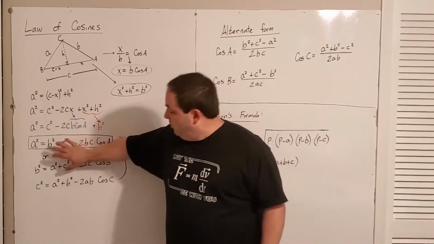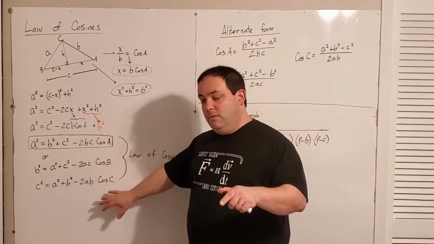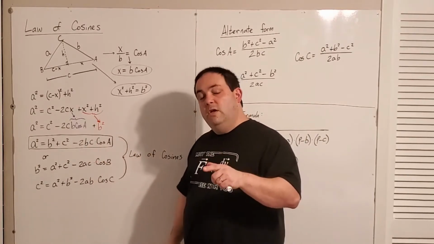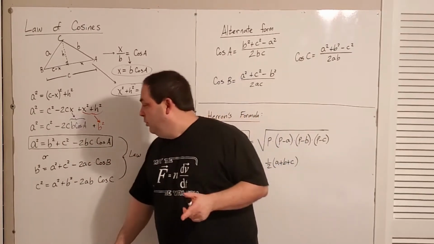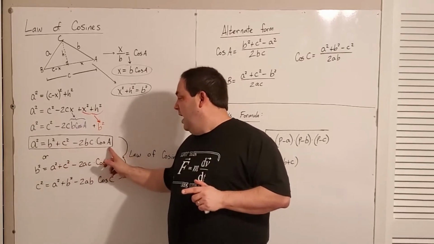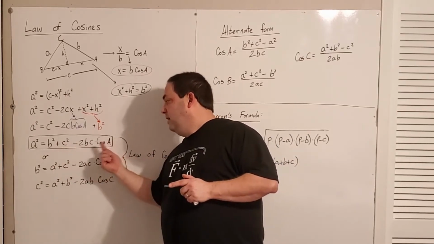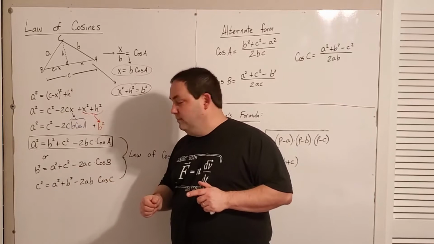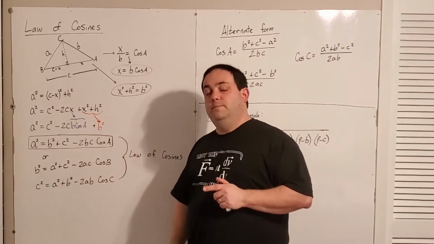Okay? Now, the format that the law of cosines is in here is perfect for solving for a missing side. For example, if I know B and C and angle A, I can punch all of that in and just compute side A. Okay? So on and so on.